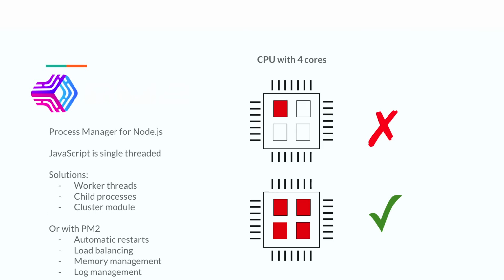So you could use one of those solutions, but even easier is to use PM2, because then you automatically get restarts, load balancing, memory management, log management, and it makes sure that multiple instances of Node.js processes are being loaded, and then all your nice CPU cores are nicely populated.